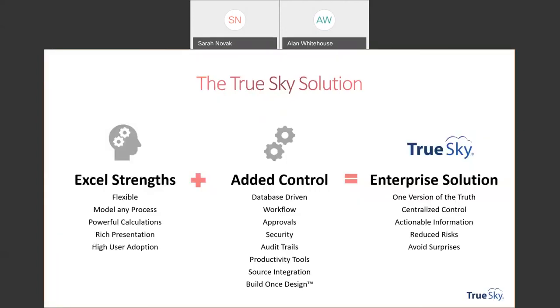And with TrueSky, you're going to get all of the strengths of Excel, but with all the added control that you don't have today. That's what we're bringing to the table, along with some of our additional productivity tools that go along with TrueSky. And at the end of the day, that is going to give you an enterprise budgeting and forecasting solution, where you're going to have one version of the truth, centralized control. You're going to have not just data, but actionable information that's going to help you reduce risk and avoid your surprises.